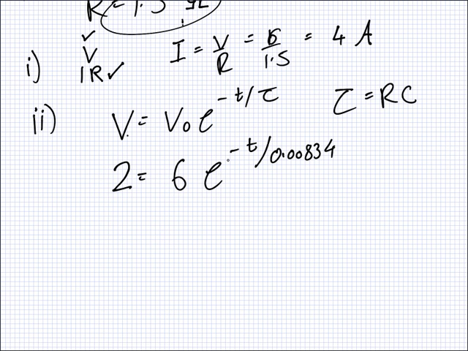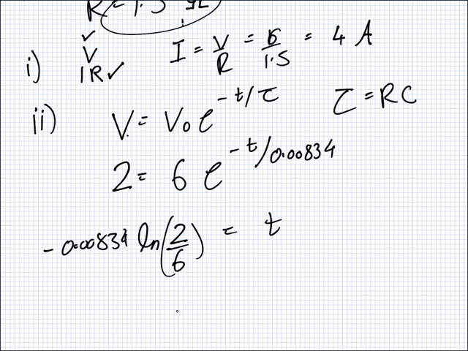Right, so our job now is to solve this for t. You know how to do this. What do you do first? Divide by 6. And then? So you're going to have 2 over 6 first, then you're going to log it, then multiply by minus 0.00834. And that will give you the t. After you do this 100 times, you can do it in your head. It's the same process. Bring down the 6, log, and then bring up this guy.